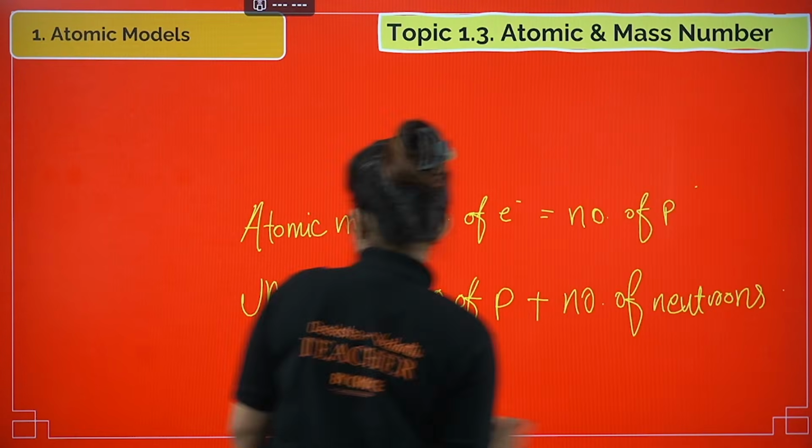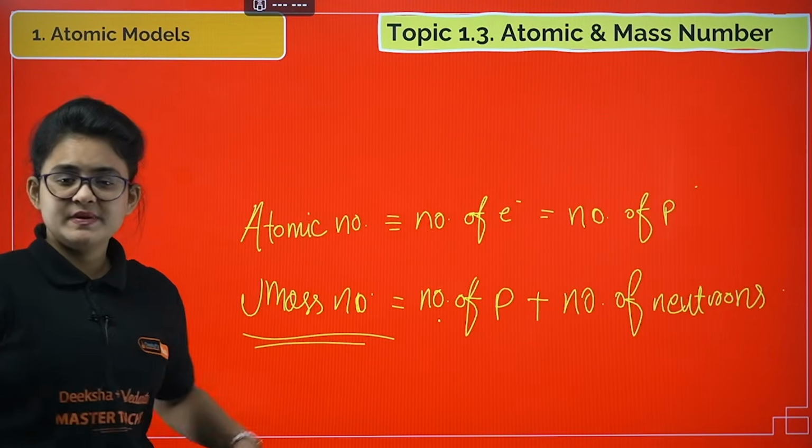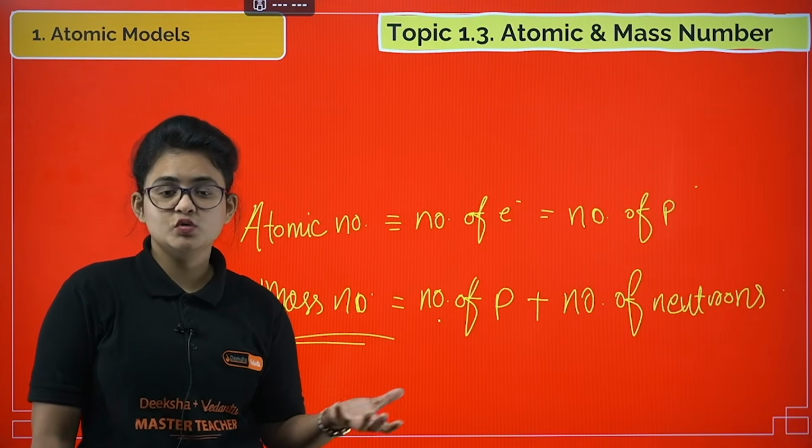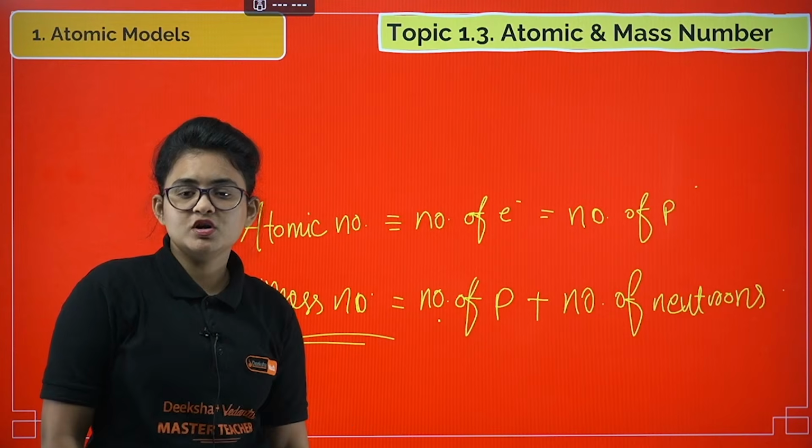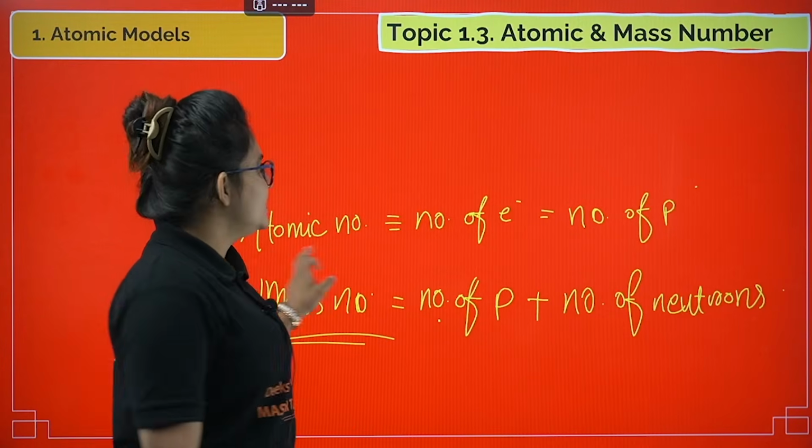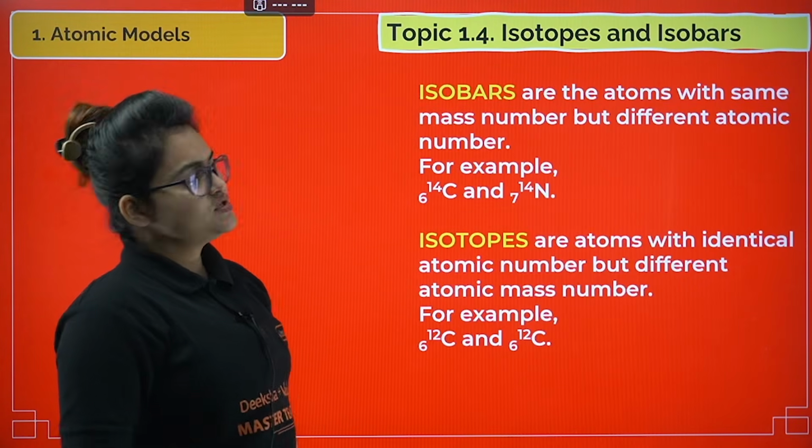Okay, this is basically the mass that is present inside the nucleus. Mass of the proton plus mass of the neutron. Let's go ahead: isotopes and isobars.